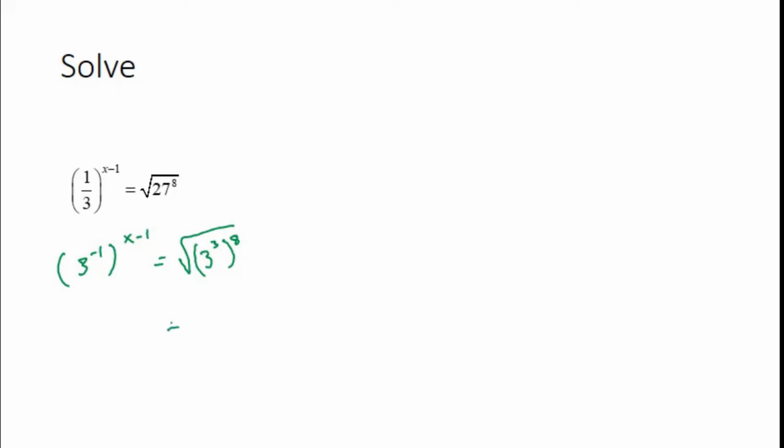This, of course, is the same as the square root of 3 to the 24, because when you raise a power to a power, you multiply the powers. So on the left-hand side, when we raise a power to a power, we multiply them. So negative 1 times x minus 1 is going to give us a negative x plus 1. So what we have on the left side is basically negative x plus 1.